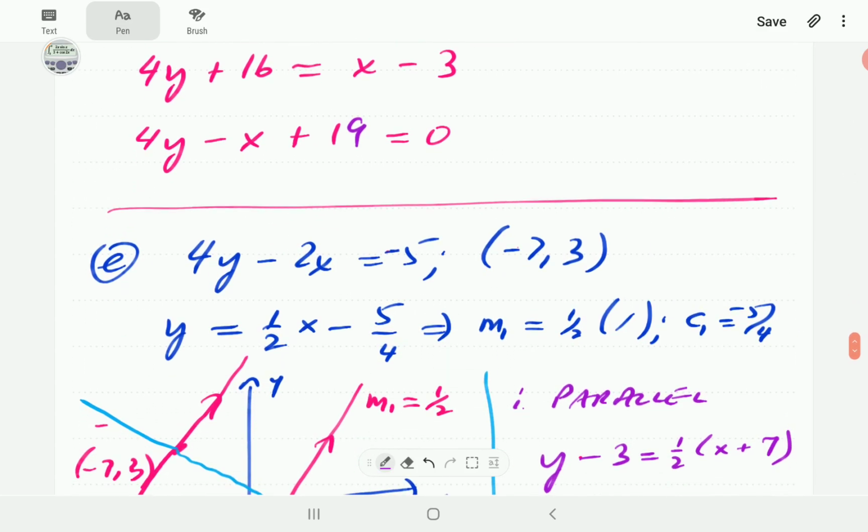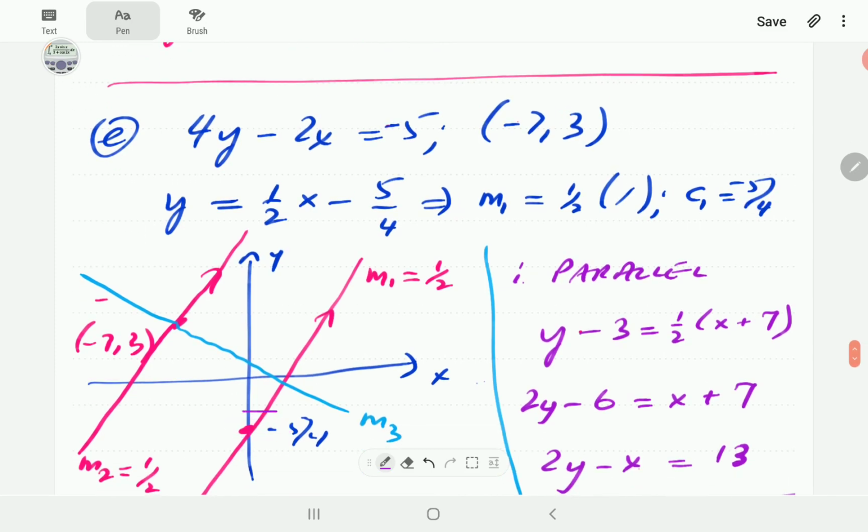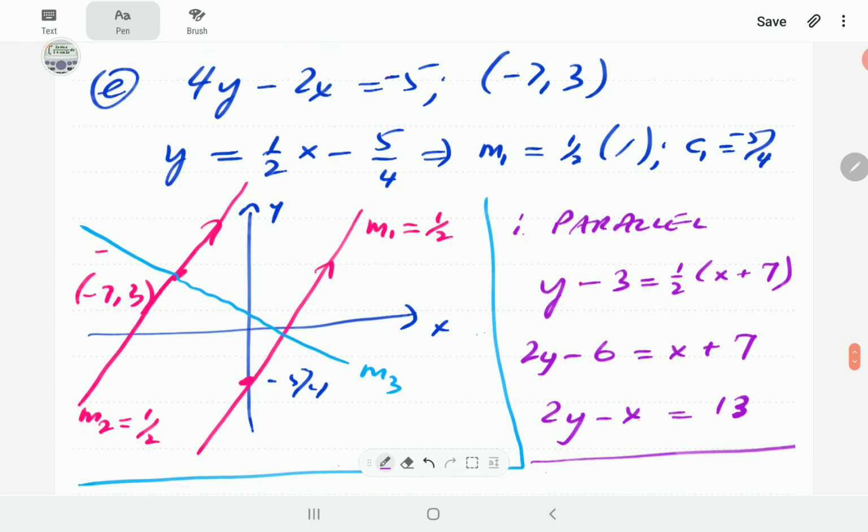Okay, then for E, the equation is 4y minus 2x is negative 5. If we put this in standard form, it becomes y equals half x minus 5 on 4. So M1 is 1/2, which is positive, so we've got a line that's upsloping. C1 is negative 5 on 4, so the line is going to go through negative 5 on 4. It's going to be upsloping, like a forward slash. Then (-7, 3) is in quadrant number 2.